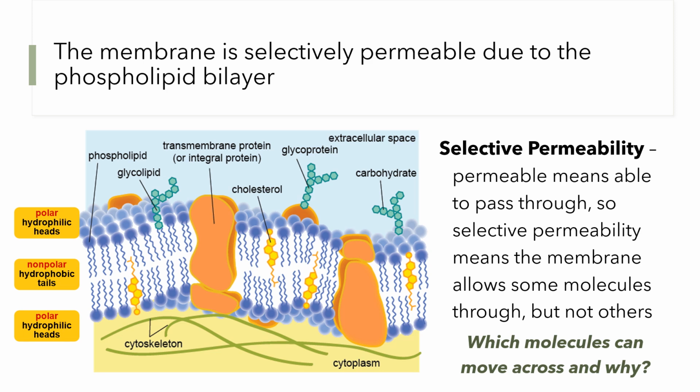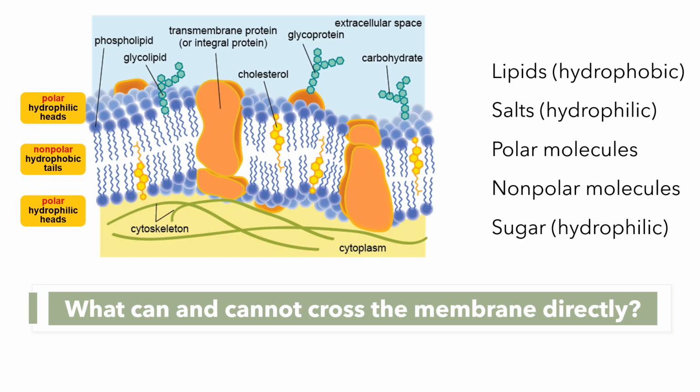Now, the next characteristic that we're going to discuss about the membrane is its selective permeability. So selective means you're choosing, and permeability means the ability for something to pass through it. So this is saying that the membrane chooses what it allows in and what it does not. So some molecules can pass through, but not others. So let's look at which molecules can move across, which ones cannot, and why, because that's something you have to be able to understand. So let's look at lipids.